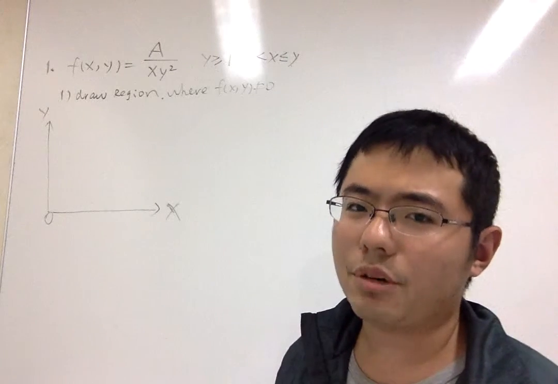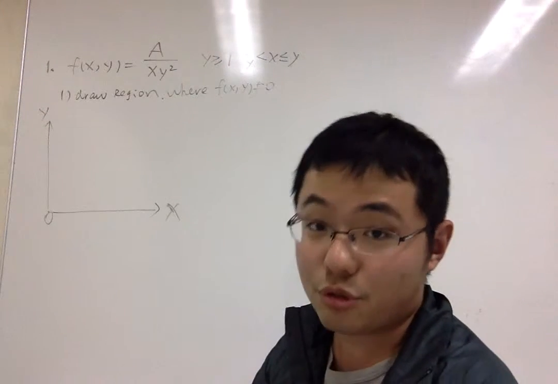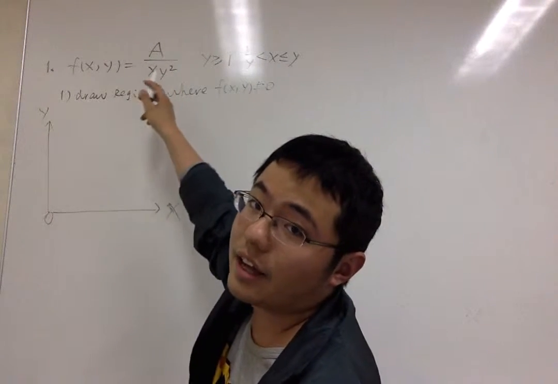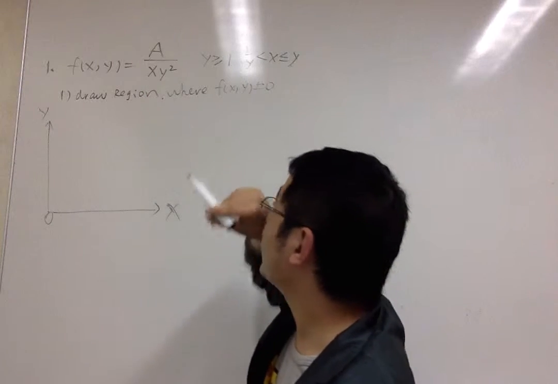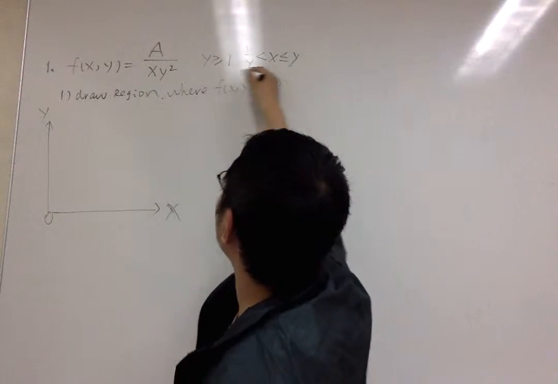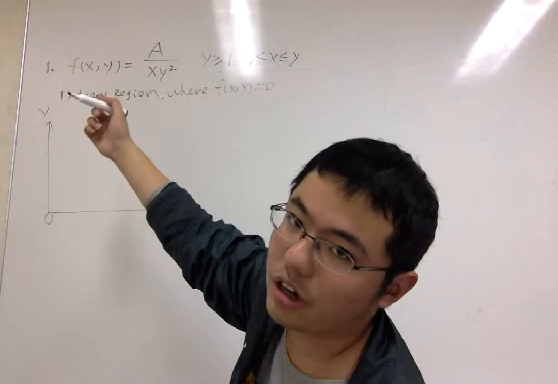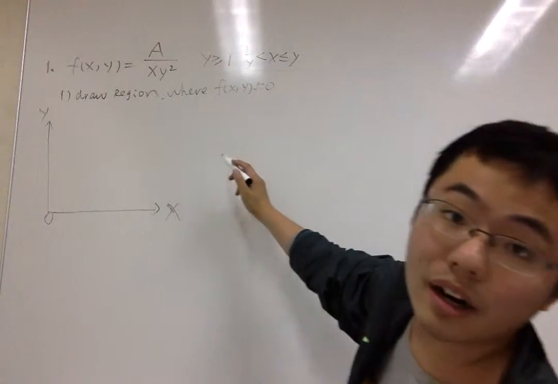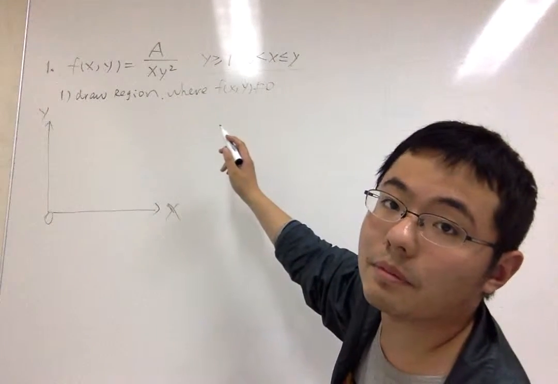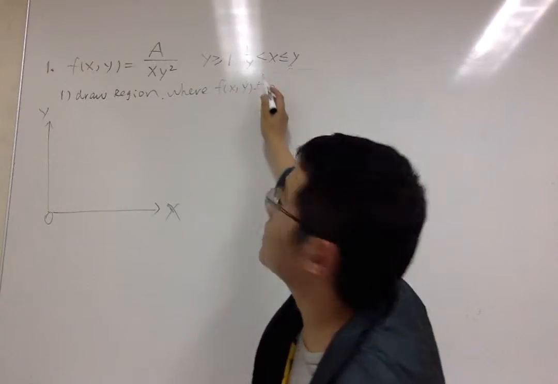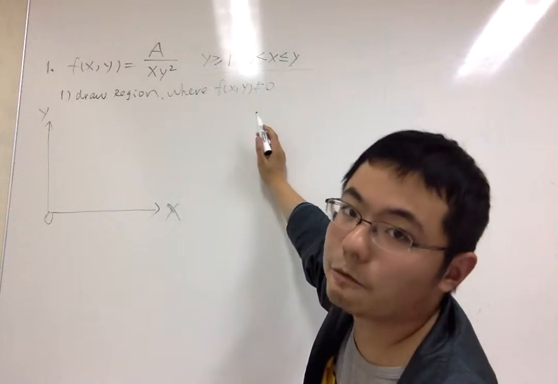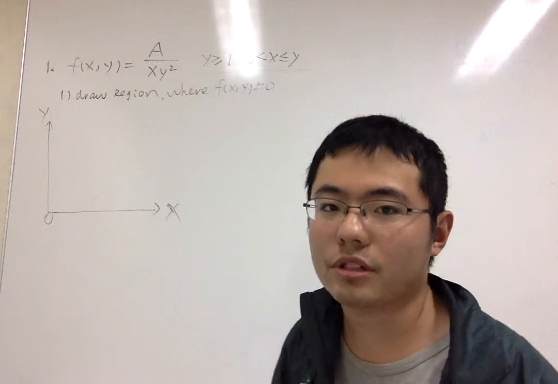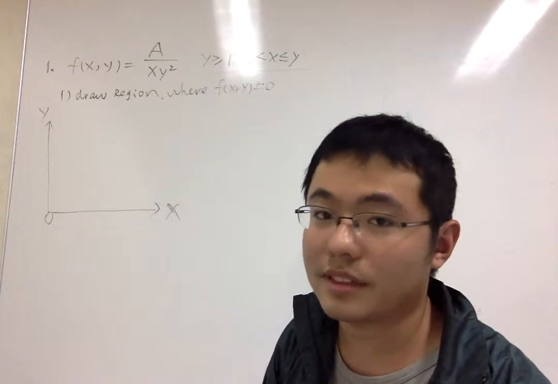Okay, so in the second problem, we're given the joint density function of x and y: a over x y squared, and we're given an area where such expression holds. y is larger than 1, and x is between 1 over y and y. In the first question, I think the first question is very important. It's essential to solving all the subsequent questions.